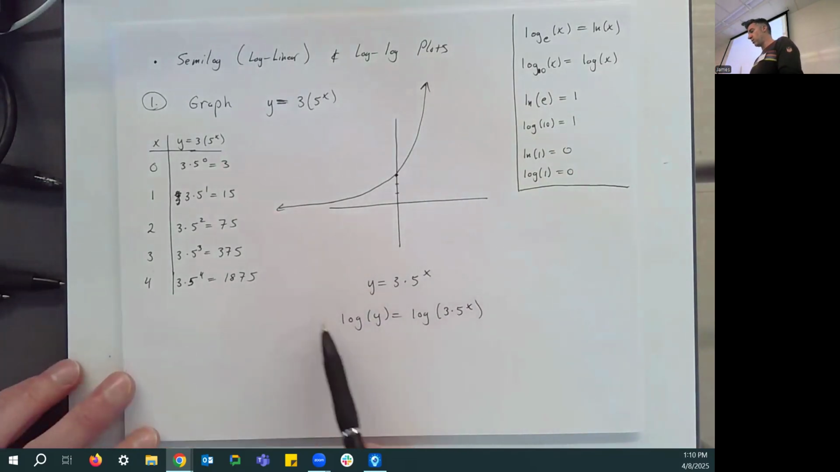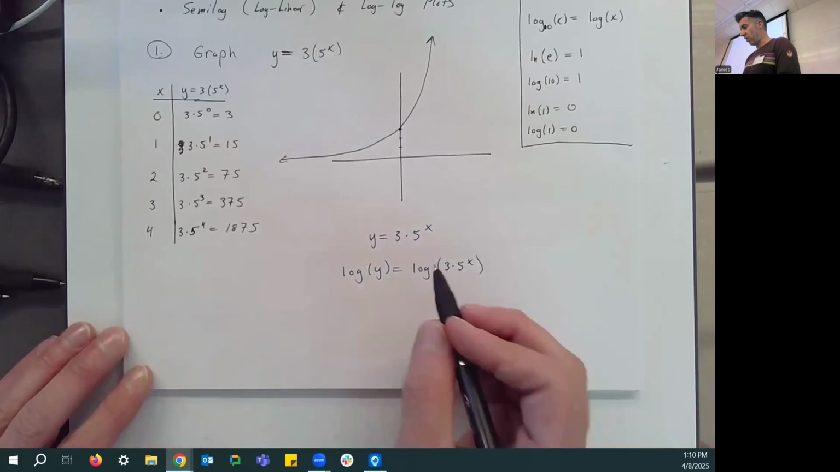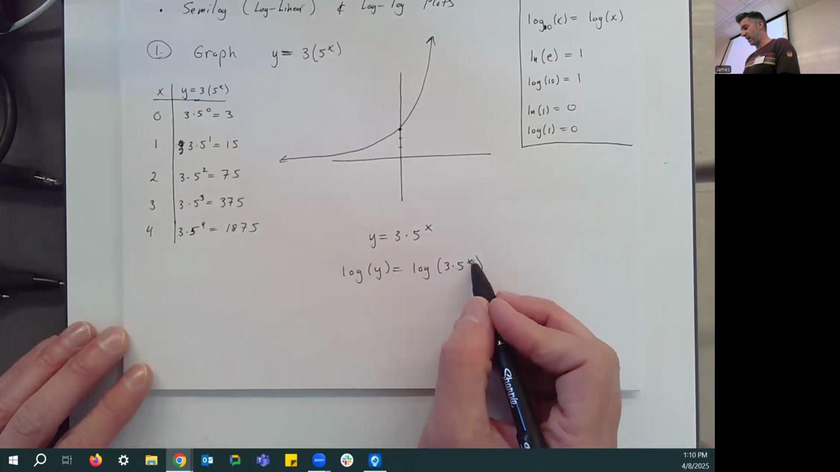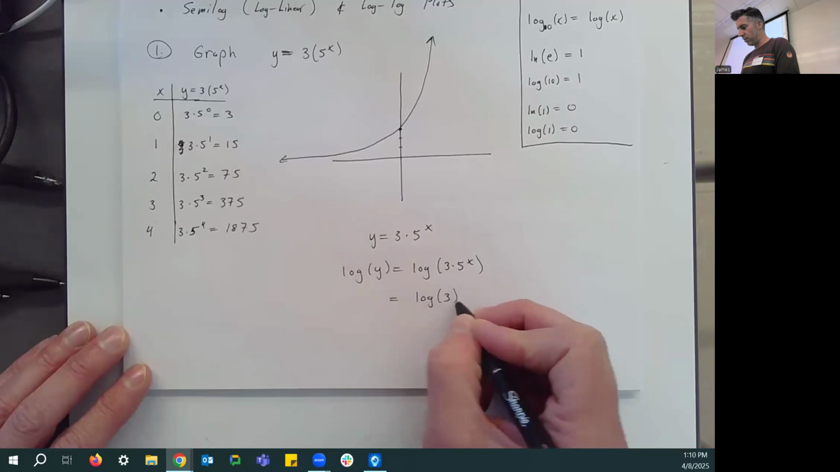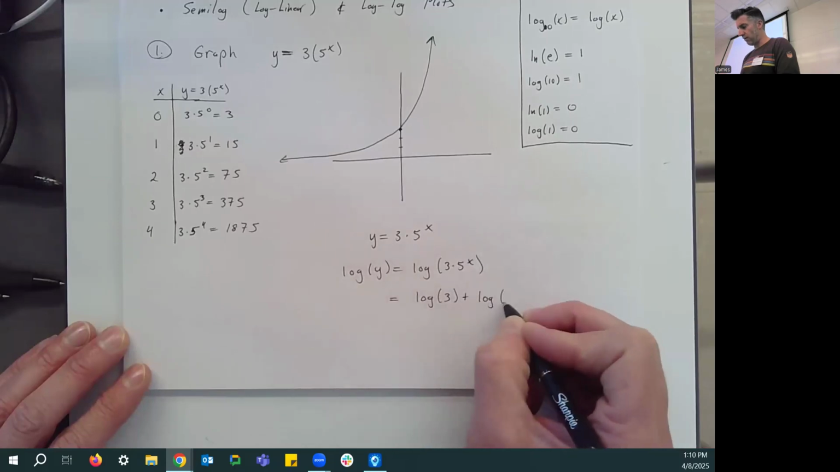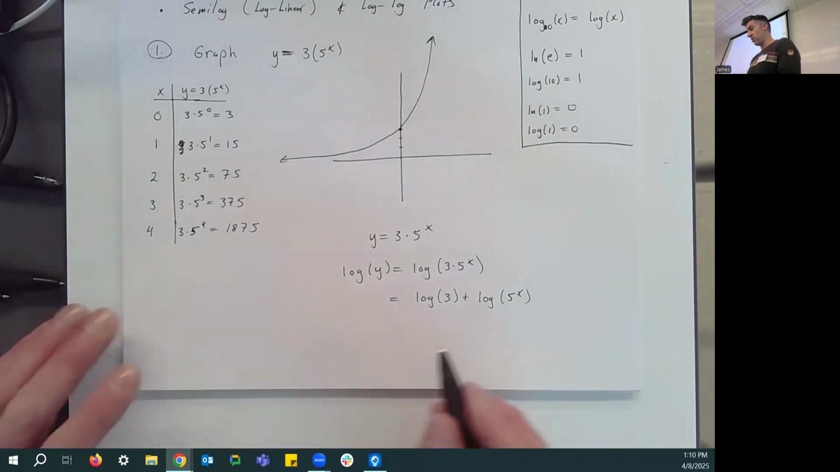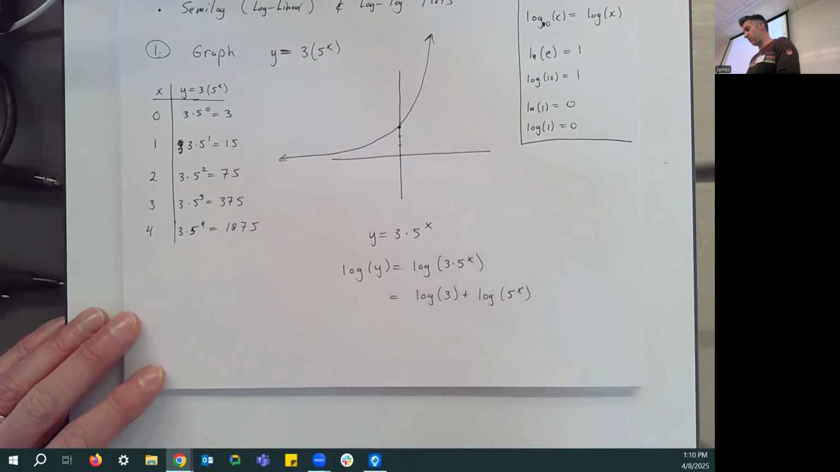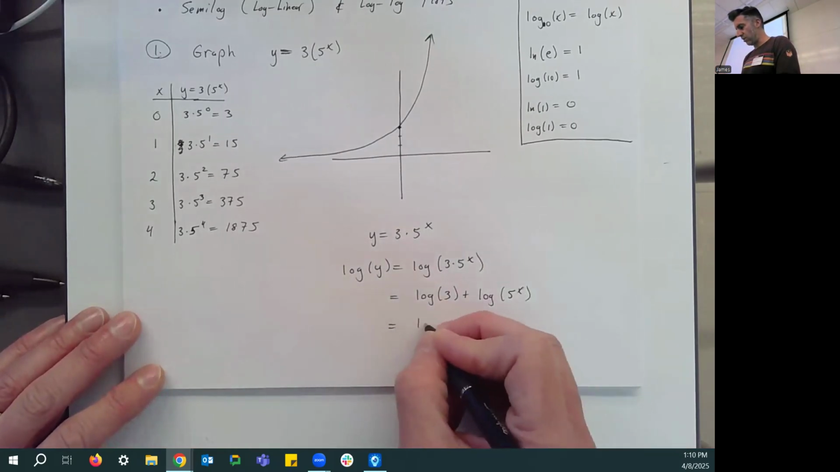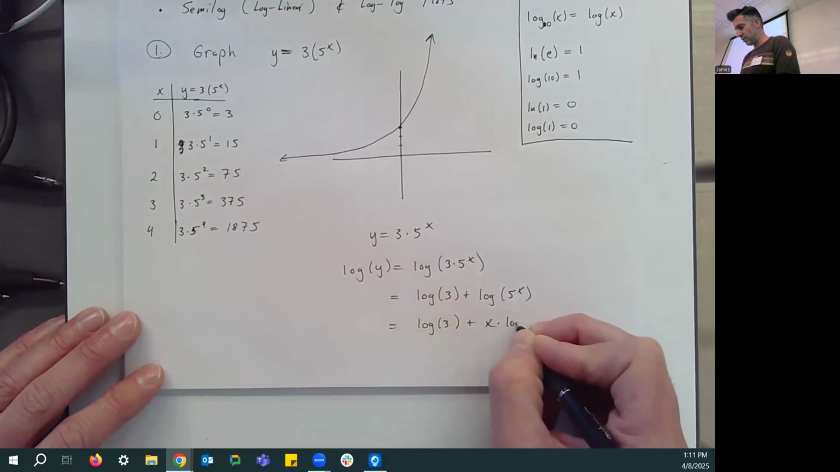So the idea here is we're going to take this equation and rewrite it using some of our rules of logarithms. I have the log of 3 times 5 to the x. I can rewrite that as the log of 3 plus the log of 5 to the x. And then using another log rule, I can bring this exponent down in front of log of 5. This is really equal to log of 3 plus x times log of 5.